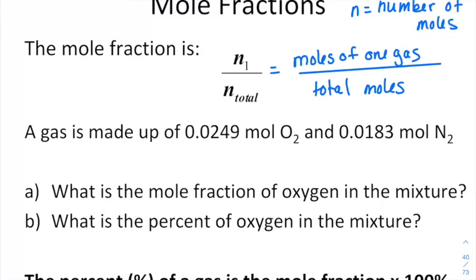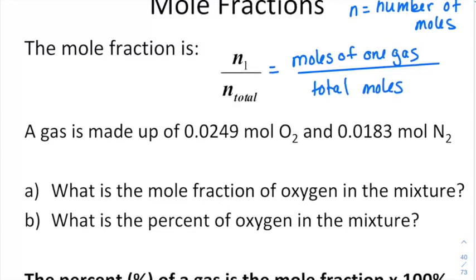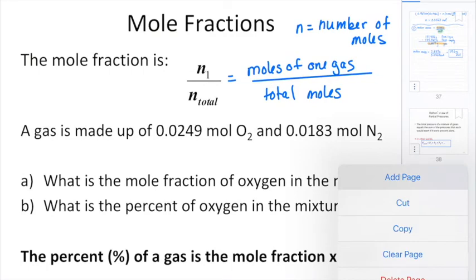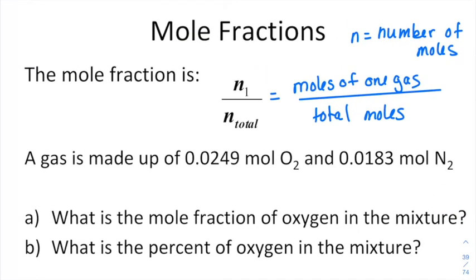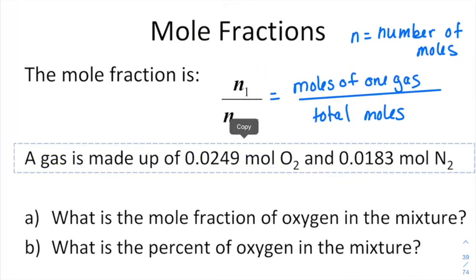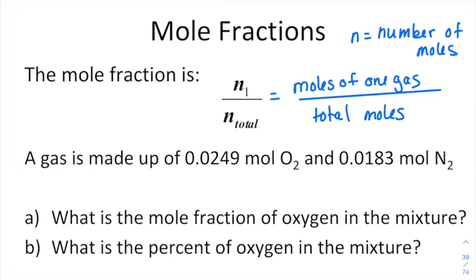All right. So here we have a gas that's made up of 0.0249 moles of oxygen and 0.0138 moles of nitrogen. We're going to find the mole fraction of oxygen, and then we're going to find the percent of oxygen in the mixture. All right, questions on anything so far?